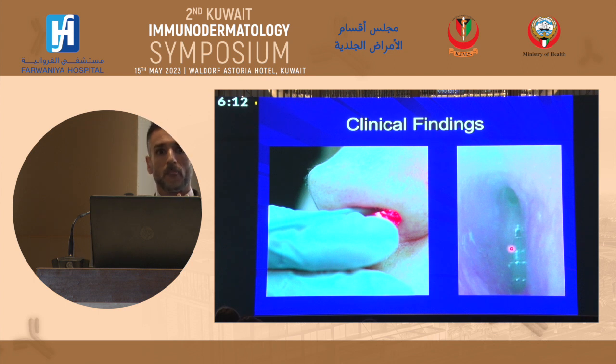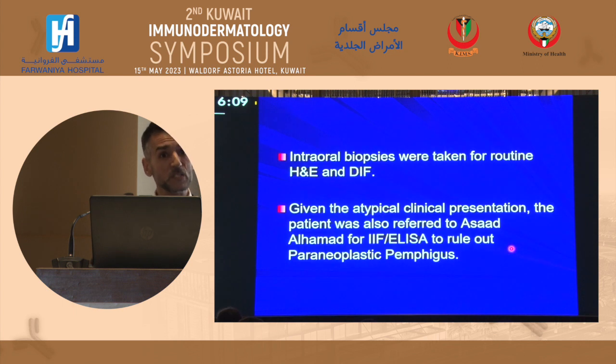But because this case presented to me, from my experience, a bit atypical, I wanted to rule out paraneoplastic pemphigus. And I had a case before of paraneoplastic pemphigus with a 21-year-old girl having only lung manifestation, initially lung manifestation of the disease until later she developed oral ulcers.